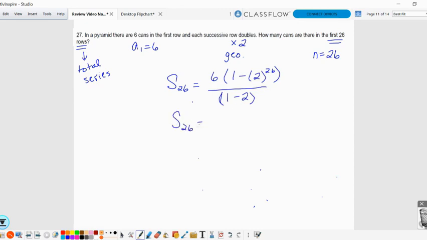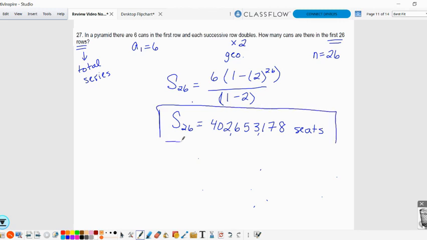Now it's just a matter of plugging it into the calculator and getting our completely unrealistic answer. All right, let's put some commas in there. 402,653,178 seats. No, that's not seats, that's cans. 400 million cans. Good luck building that.